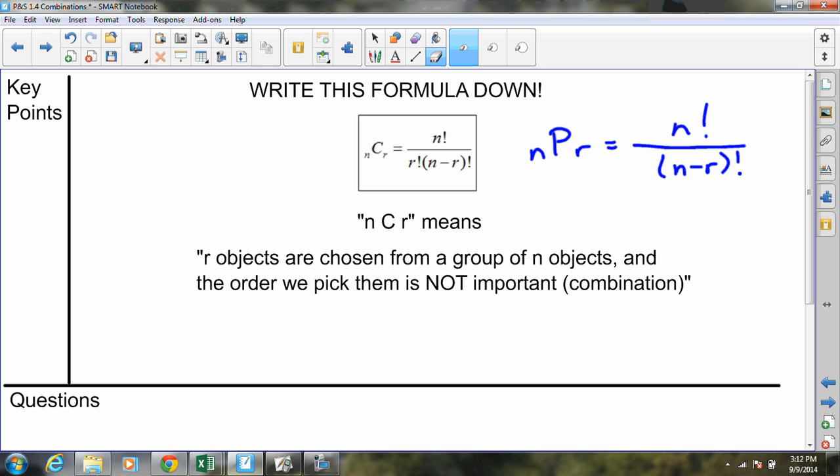The interpretation, though, is still pretty similar. nCr, which is typically read n choose r, means we're taking r number of objects from a group of n, but the order they get picked in is not important.